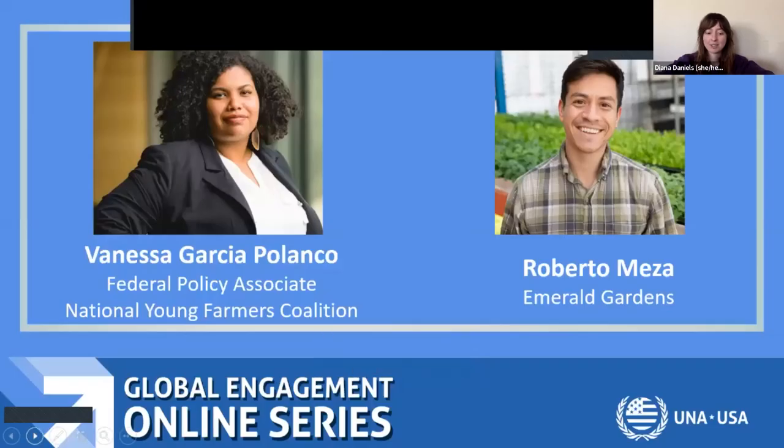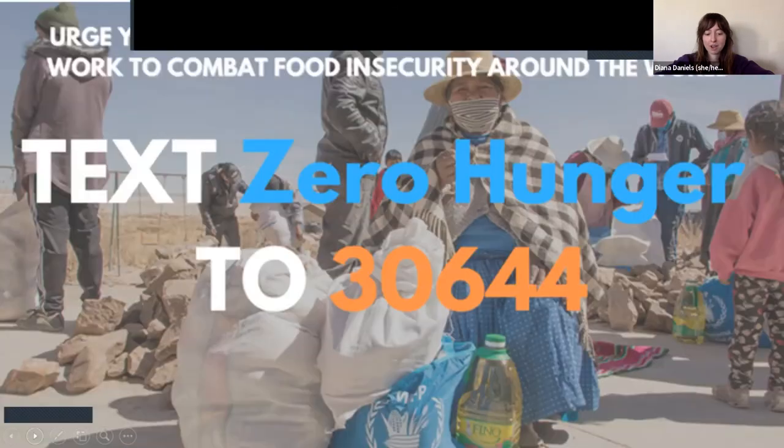Thank you so much. We are just about at time. So we hope you are inspired to take action from today's session. You can start by taking action now to urge your members of Congress to support the UN's work to combat food insecurity around the world. You can text Zero Hunger to 30644, and you'll be taken to the advocacy form to complete to have your voice heard by members of Congress.